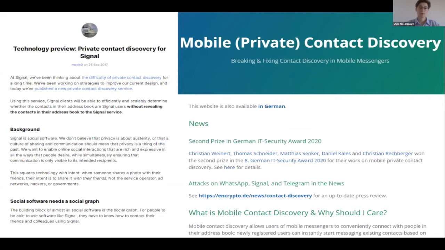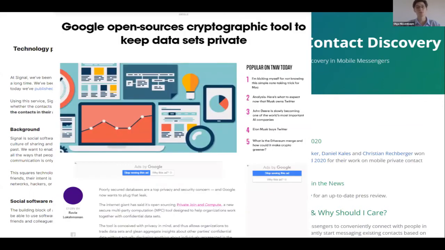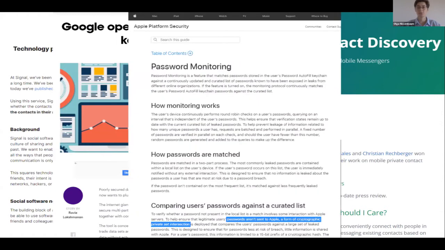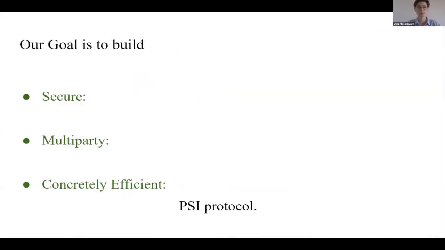The PSI problem has a lot of practical applications like private contact discovery, password breach monitoring, CATS conversion measurement, botnet detection, and many more. Our goal is to build a secure, multi-party, concretely efficient PSI protocol.